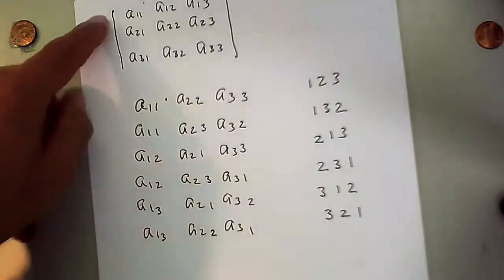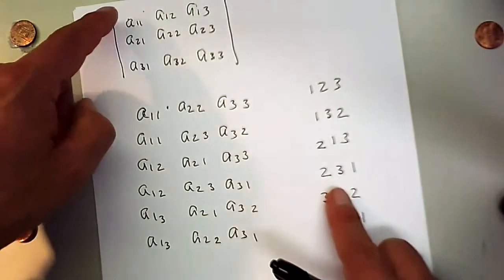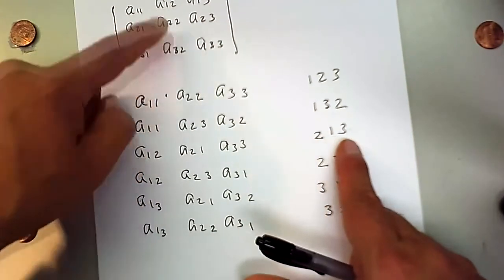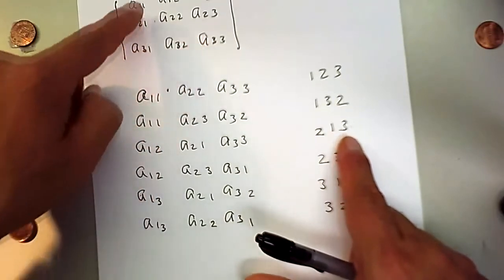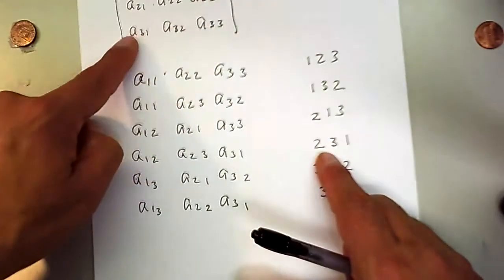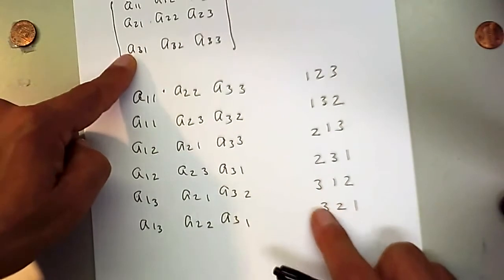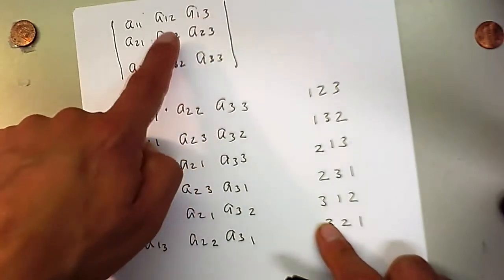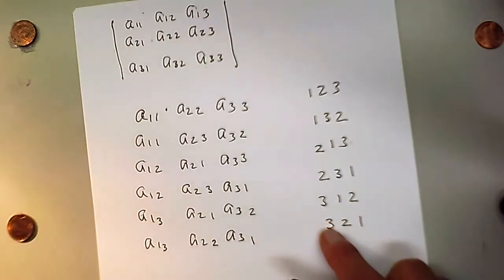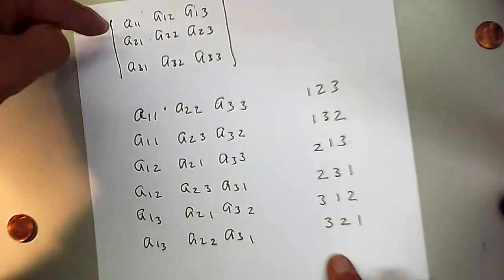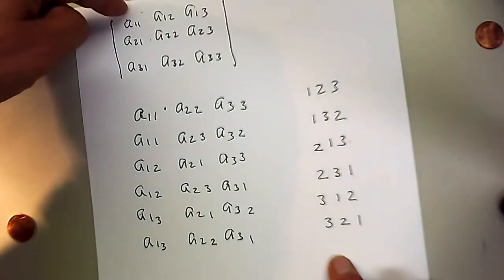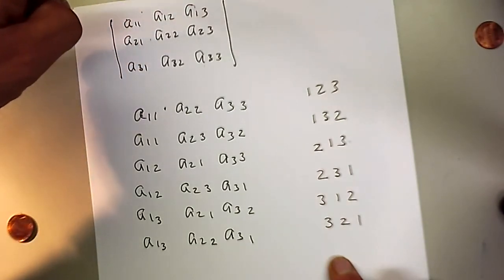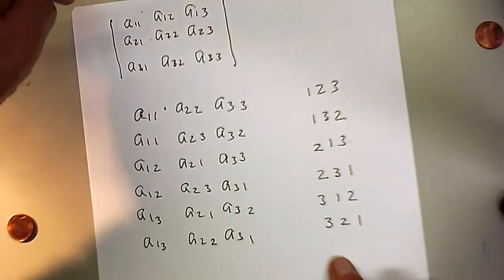Let me just show you. So the first one, 1, 2, 3, goes 1, 2, 3. 1, 3, 2. 2, 1, 3. But then we have 2, 3, 1, and then 3, 1, 2, and 3, 2, 1. And those are all the possible ways to multiply one element from a row with an element of one column, by elements of different rows and different columns.